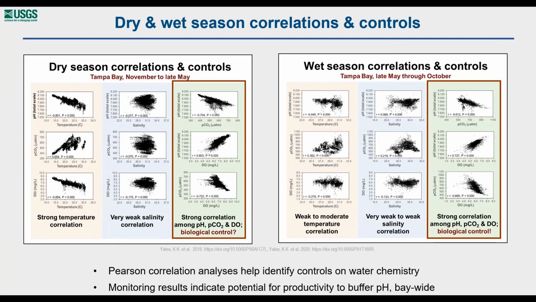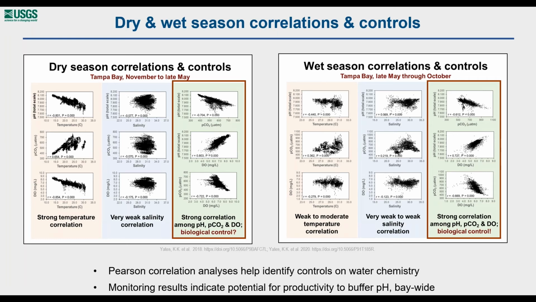We performed correlation analyses on our dry season and wet season data to help identify controls on the water chemistry. These graphs show correlation of pH, CO2, and dissolved oxygen with temperature in the pink columns, salinity in the middle blue columns, and among each other in the green columns. During the dry season, we see strong correlation of all 3 of these variables with temperature. We see very weak correlation with salinity and strong correlation among pH, CO2, and dissolved oxygen, hinting at some biological control, but all 3 of these variables are also very temperature dependent.